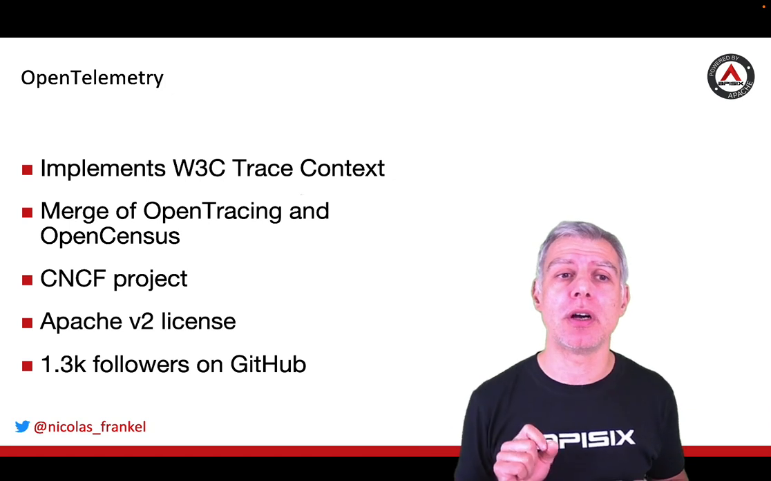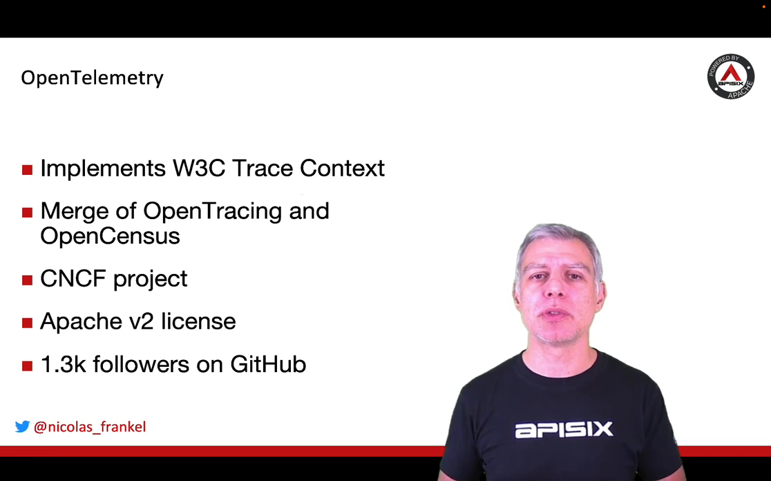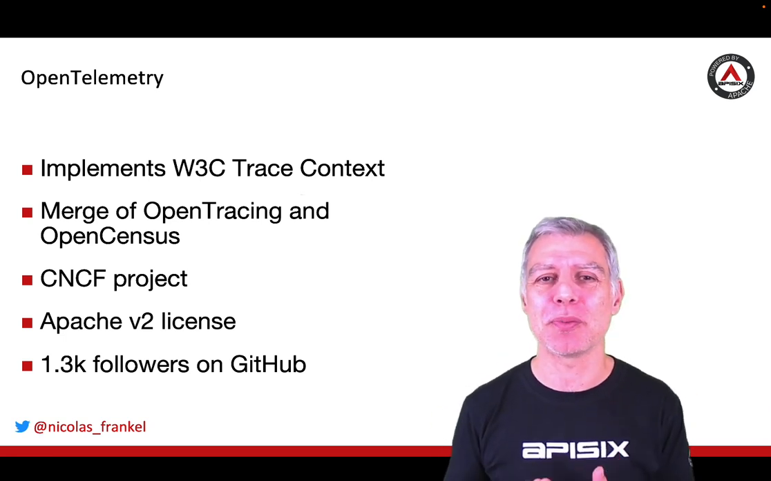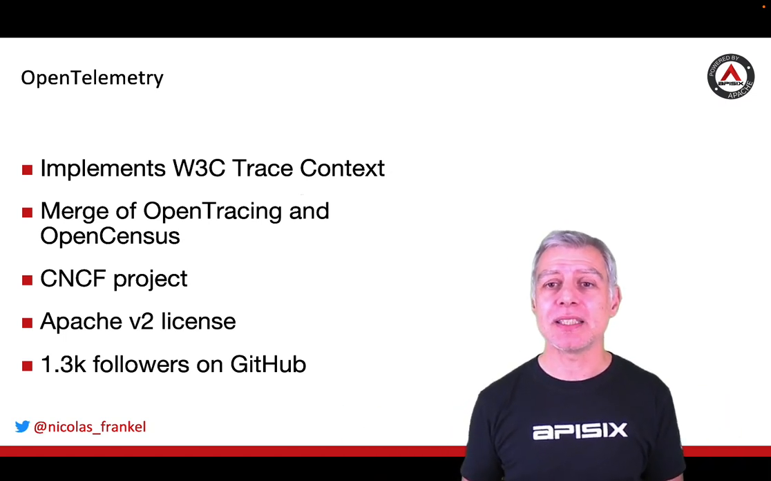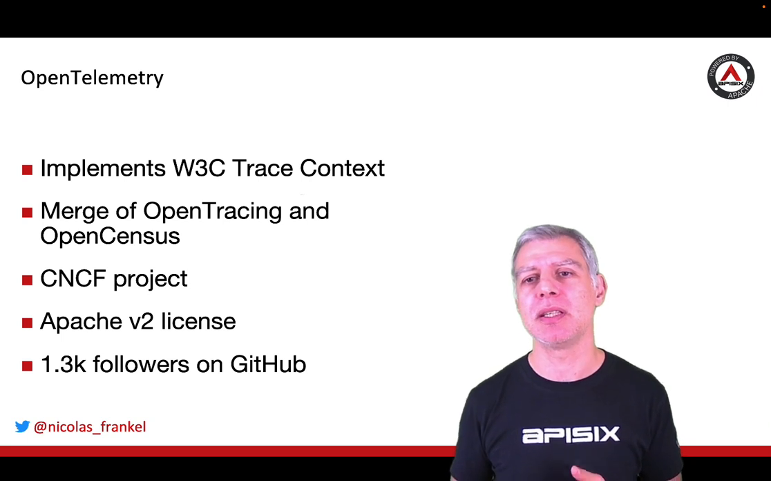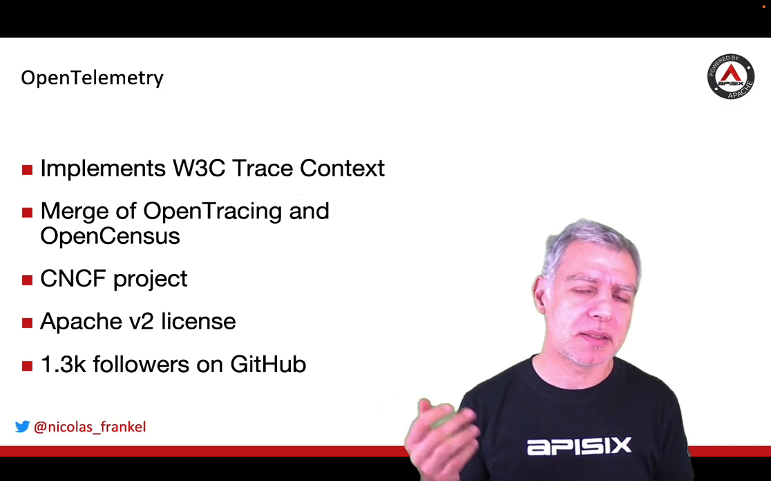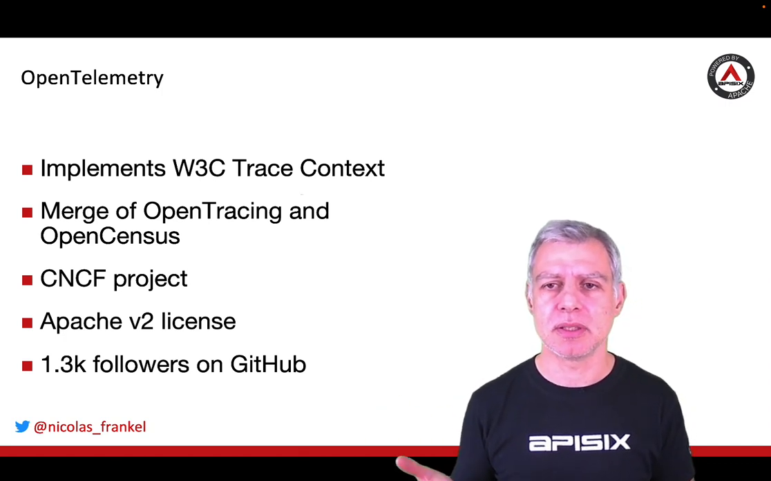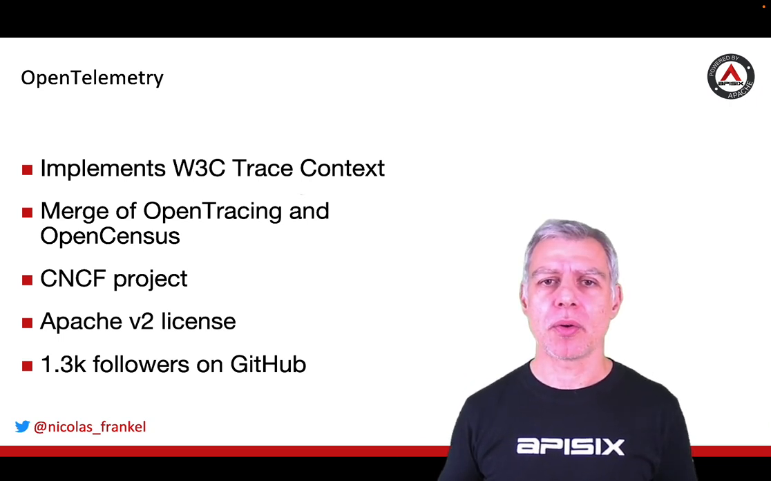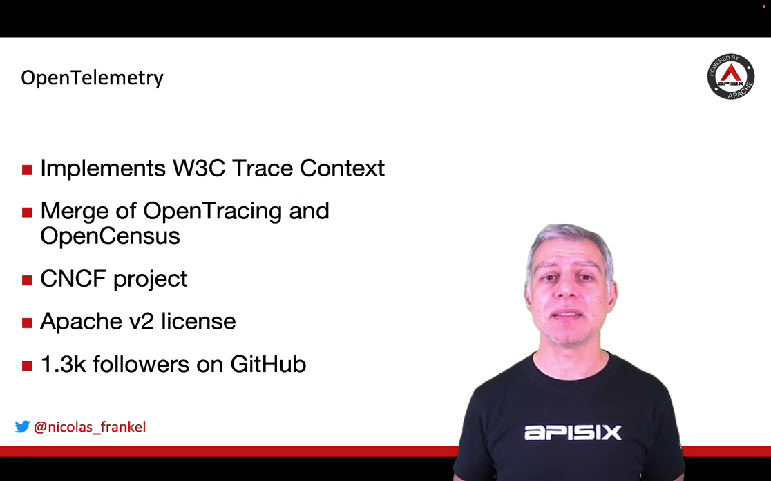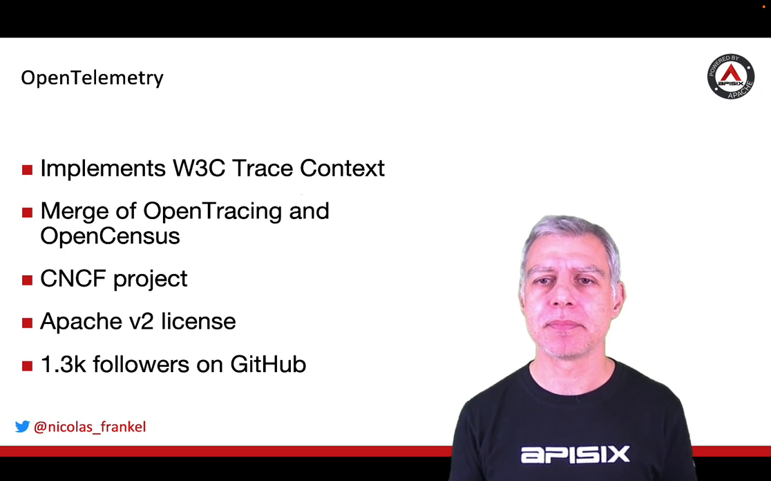It's a merge of the OpenTracing and OpenCensus projects, one of those few merges that were successful, where people decided to join their effort to create something better. It has become a CNCF project, which is good, meaning that it has support. It will be supported for a long time. It's licensed under the Apache license, so it's also good if you want to use it right away. You don't need to acquire a license or whatever. And it's hugely popular, especially on GitHub.